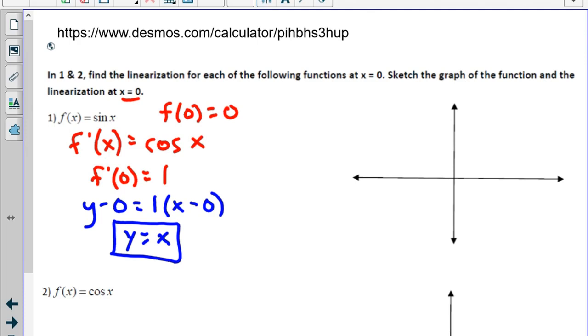So if we graph sine of x, and if we graph our linearization, it should look something like that. So that's the equation of the tangent line at x equals 0. It's the line y equals x. Notice that if I zoomed in really, really close, for some values of x, it's going to look very much like the graph of the function.